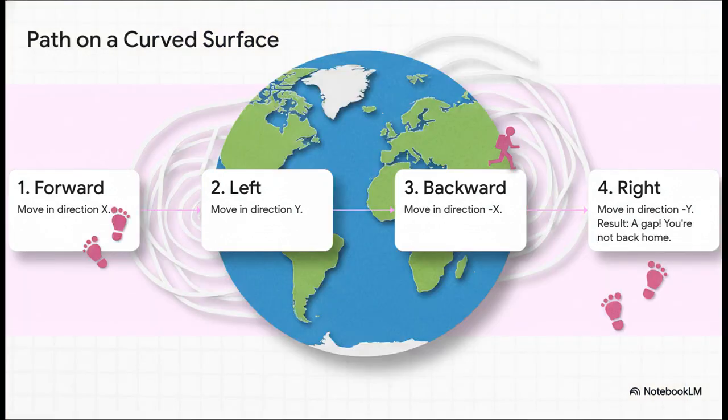Okay, but now let's run that exact same sequence of moves, but this time on the surface of a sphere, like our planet. You walk forward, turn left, walk back, turn right. And this time, you're not back where you started. There's a gap. The path didn't close. Why? It's because on a curved surface, the operations of moving forward and moving left don't perfectly commute. Their order creates a real, lasting geometric effect, a literal gap in space.